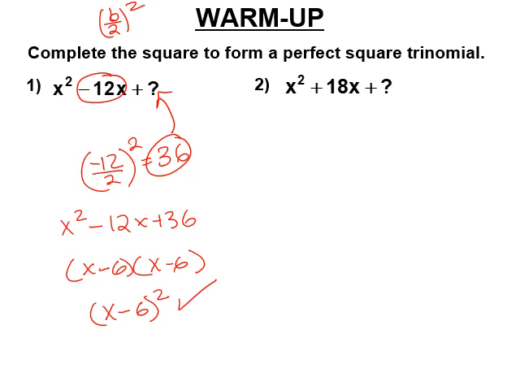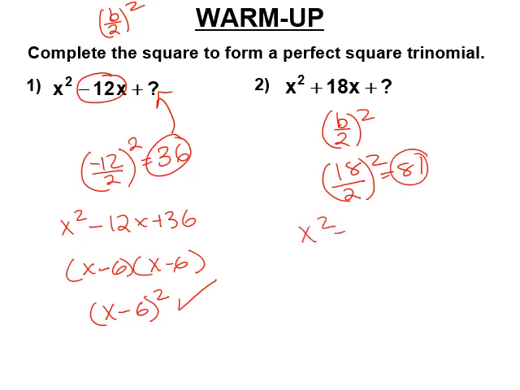So to complete the next square, it's b divided by 2 squared. So b is 18. 18 divided by 2 is 9, and 9 squared is 81. Let's make sure that's right, though. x squared plus 18x plus 81 makes a perfect square trinomial because it has the same two factors, x plus 9. And you could write those factors as (x plus 9) squared.